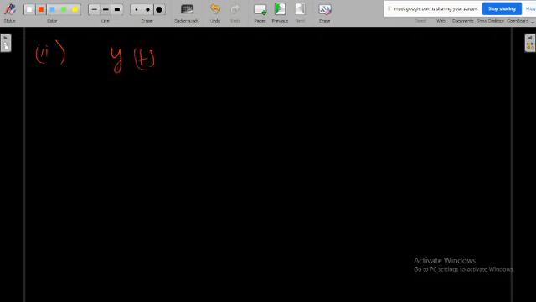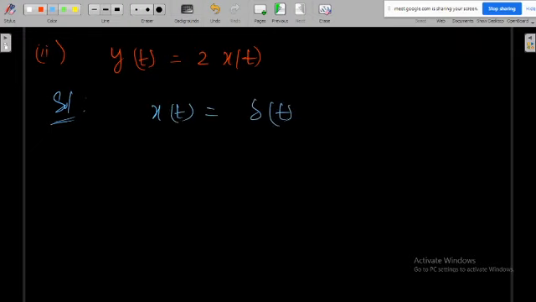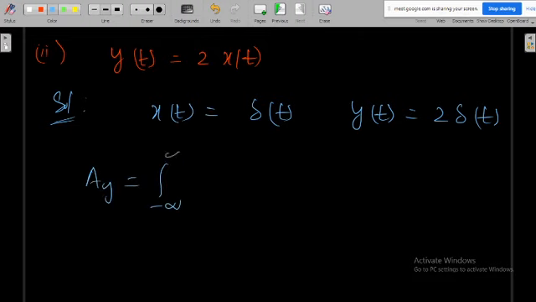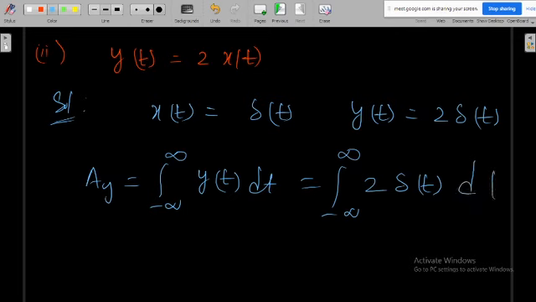y of t is equal to 2 into x of t. Whether the given system is stable or not. What is the first step? Apply x of t is equal to del t. Now what is y of t? y of t is equal to 2 del t. Then calculate the integral from minus infinity to plus infinity of y of t dt, which is the integral from minus infinity to plus infinity of 2 into del t dt.